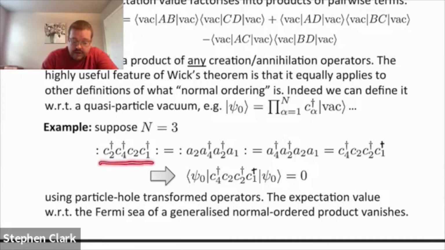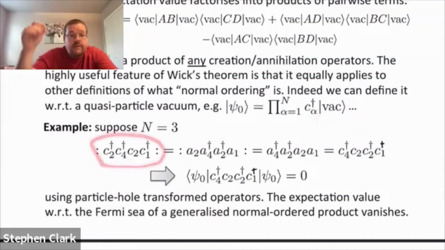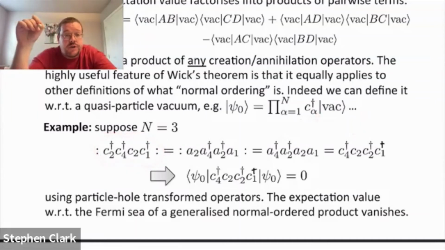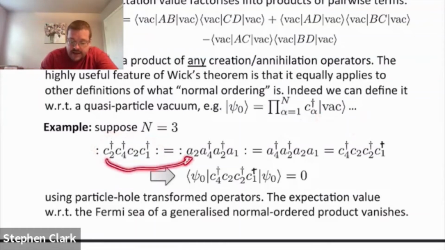First of all, you take a product of operators. Let's imagine that C1 dagger, C2 dagger, C3 dagger are all occupied. Remember that if a state is occupied, we flip the definition, and if it's unoccupied, we leave it the same. So that means that when we flip, C1 becomes an annihilation operator, C2 becomes a creation operator, and C4 stays a creation operator because it was above the Fermi surface. And then you normally order this exactly as you would normally.